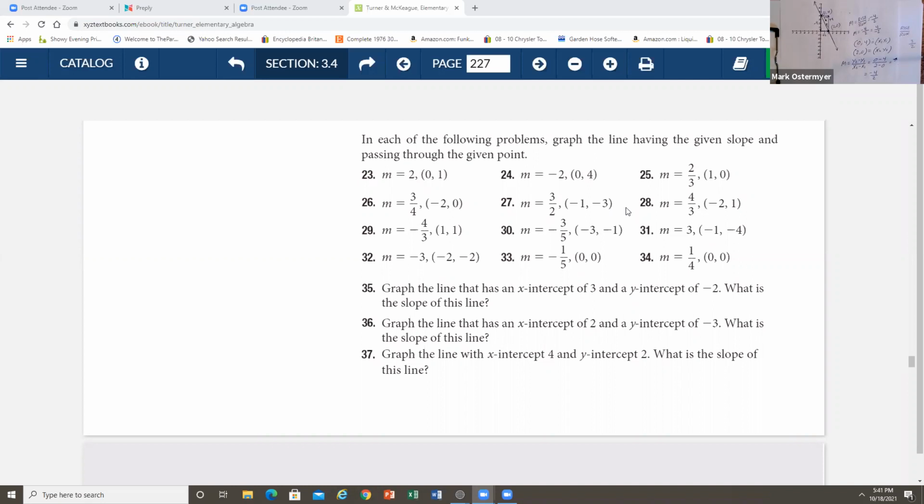So I will choose problem number 28. They give you the slope of a line is 4/3, and they indicate the line is to contain the point -2, 1. Knowing that information, we should be able to graph that line. Let's show you how to do that. So for number 28, the point on the line is -2, 1. They also indicate that the slope of this line is 4/3. Let's show you now how to graph that line.